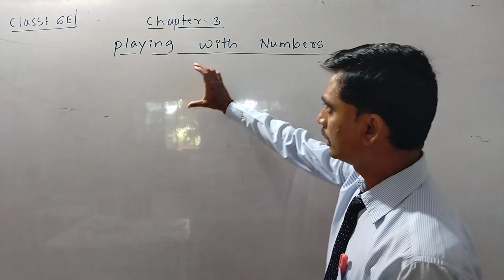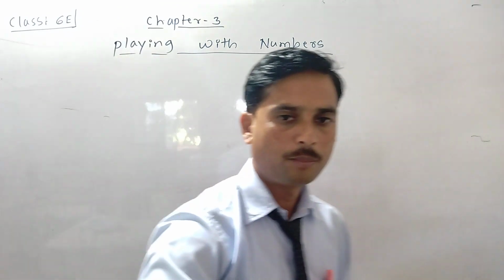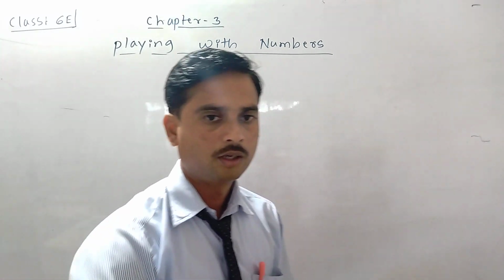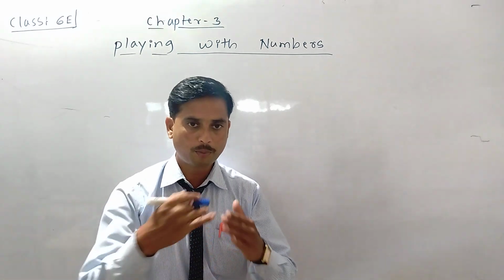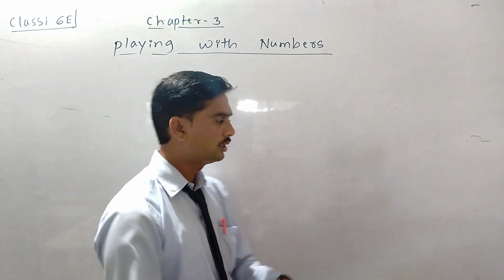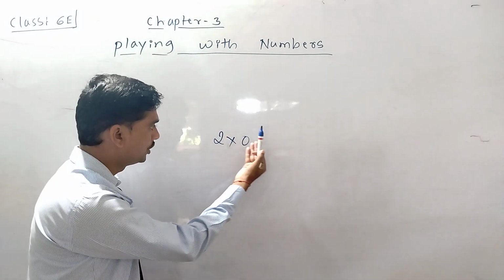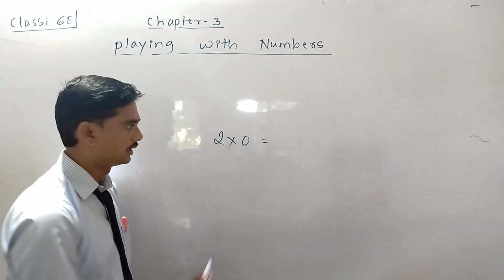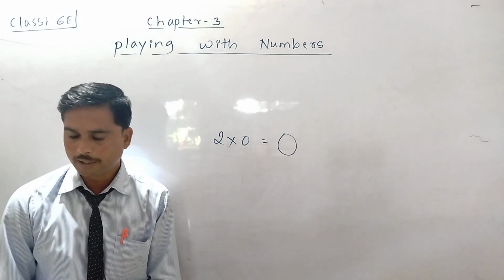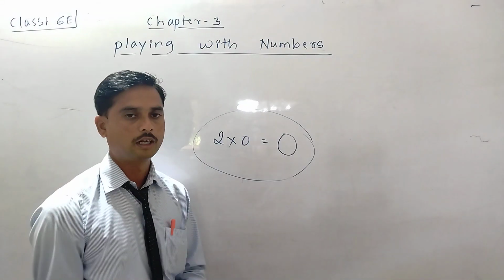Now let us discuss today's class, playing with numbers. Playing with numbers means you have to solve problems with play. For example, look here, 2 into 0. You should play with 2 into 0 and find the answer. 2 into 0 is always 0. Any number you multiply with 0, the answer is always 0. Remember that.